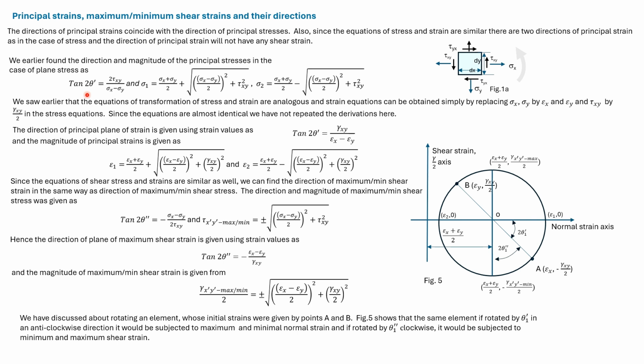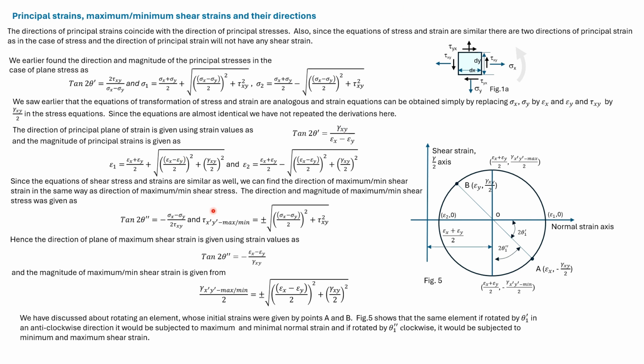This is the equation of direction and these are the equations of magnitude of principal stresses. In these equations, we replace tau xy by gamma xy divided by 2 and sigma x and sigma y by epsilon x and epsilon y, and then we get the equation of direction of principal strain and the equations of the magnitude of the principal strain.